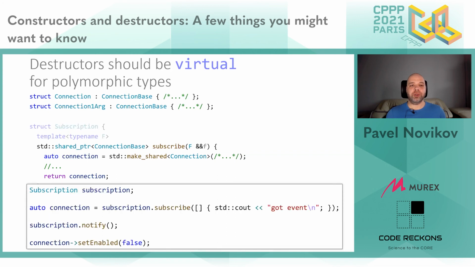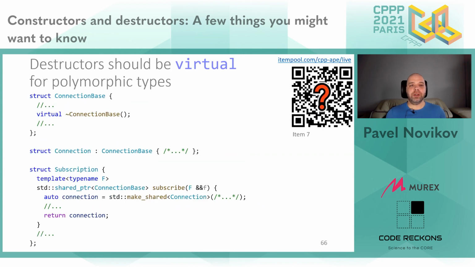You create a subscription object, you subscribe some function to the subscription, you get a connection, you can notify the subscription, and then all the subscribed functions will be called. And you have a connection object that you can destroy to break the subscription, and you can temporarily disable the connection.